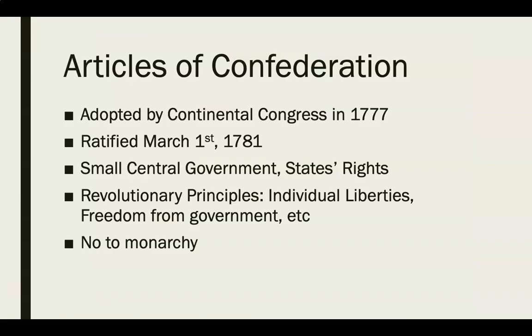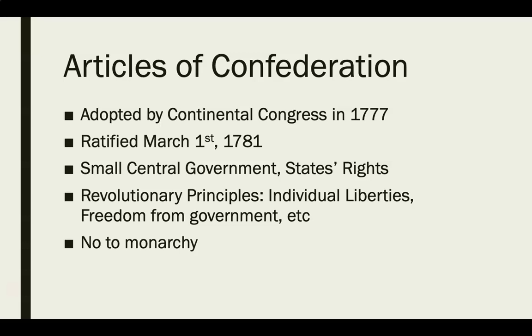So they decide to make the Articles of Confederation. The Articles of Confederation was adopted by Congress in 1777, but it wasn't actually ratified until 1781, towards the end of the war. The Articles of Confederation was based mainly off the ideas that were shown in the Declaration of Independence. So because of all the bad things that had happened to the colonists, they wanted to create a government that was as far away from the monarchy as they could think of. So they decided to create a government that was based on revolutionary principles of individual liberties and freedom from government.